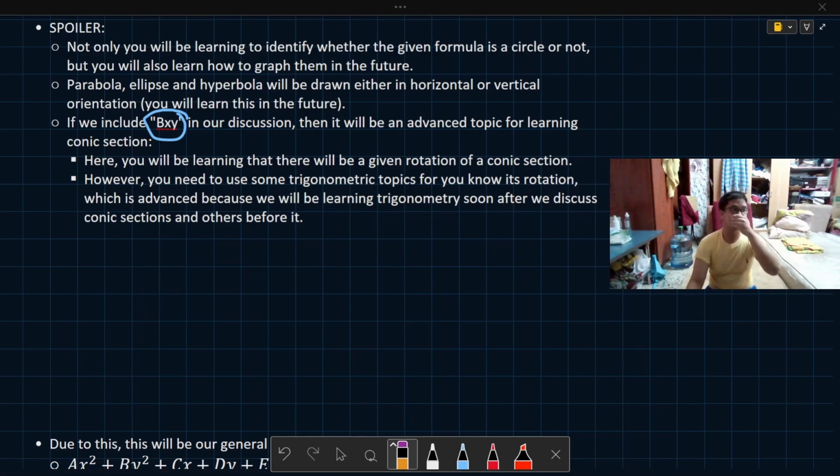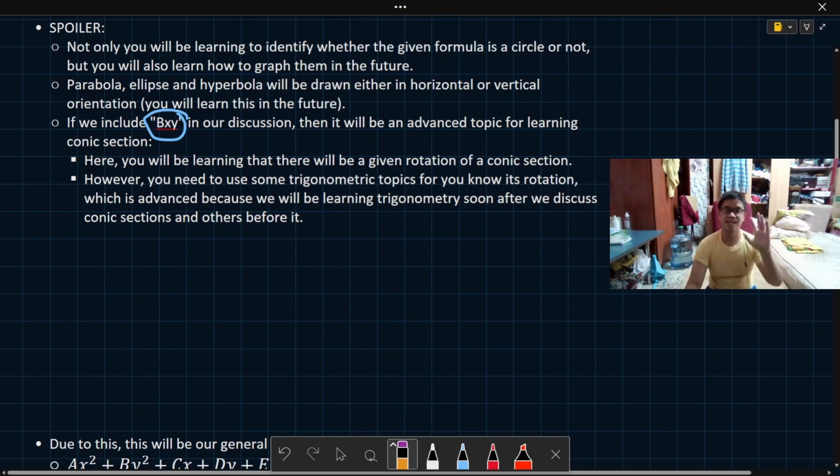But that would not be based on the K to 12 curriculum, the Philippine K to 12 curriculum. So maybe I might discuss it soon. But for now, let's focus on this.